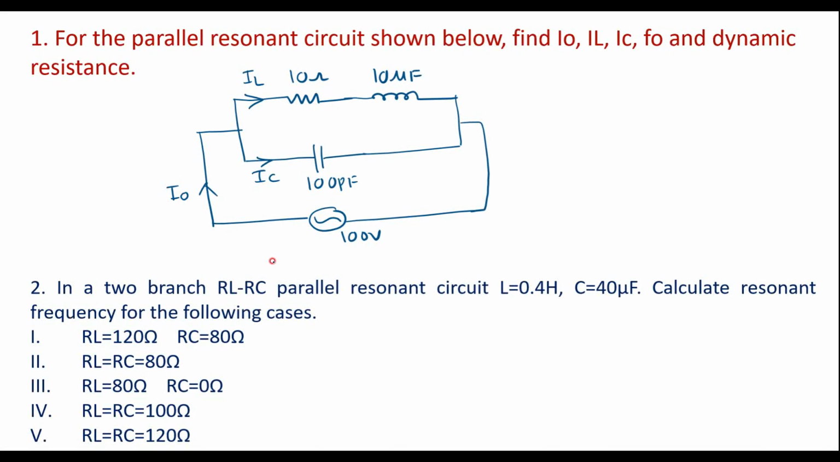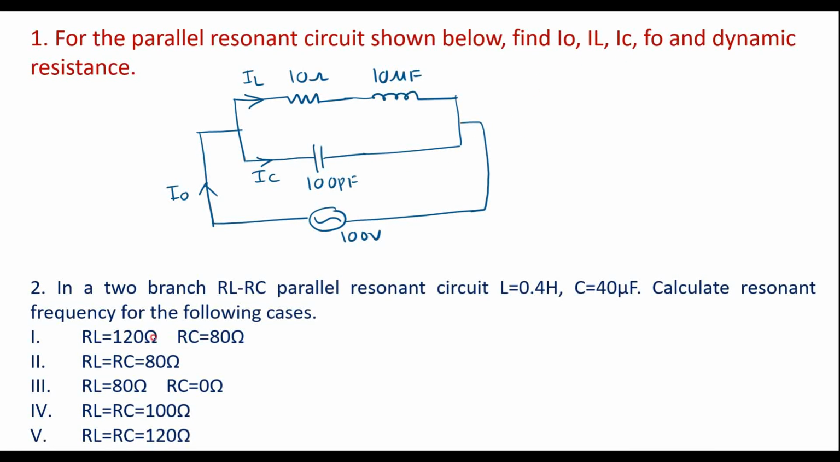In this video, let me consider two numericals on parallel resonant circuits. For the parallel resonant circuit shown below, find I0, IL, IC, F0, that is resonant frequency, and dynamic resistance. This is the given circuit. For this circuit, we are supposed to calculate all these parameters.